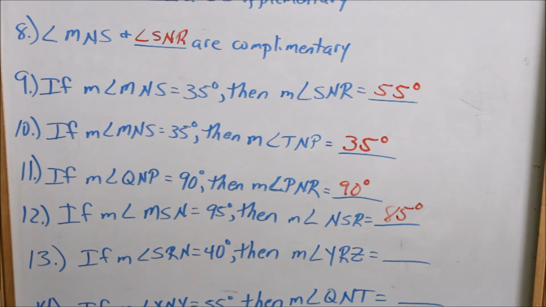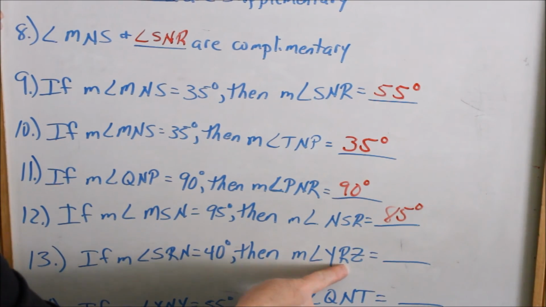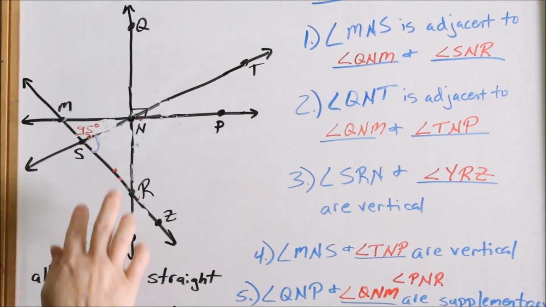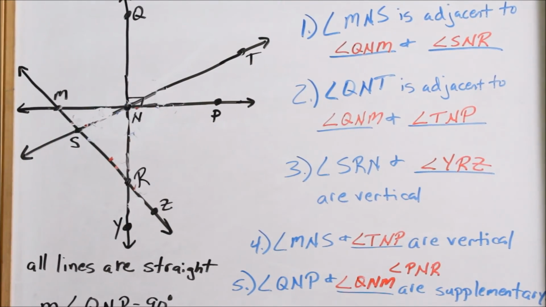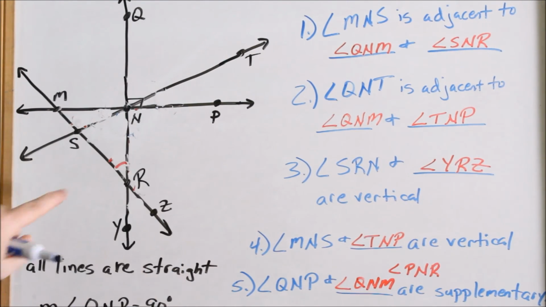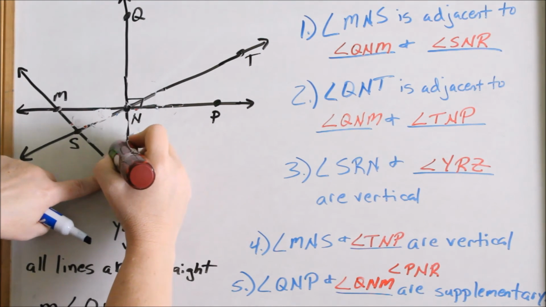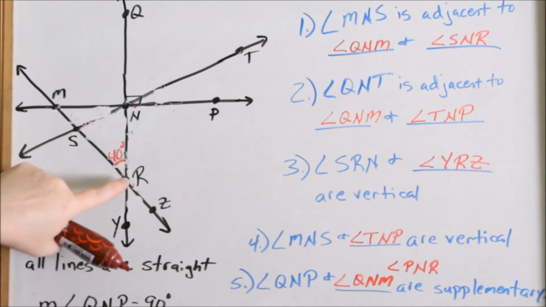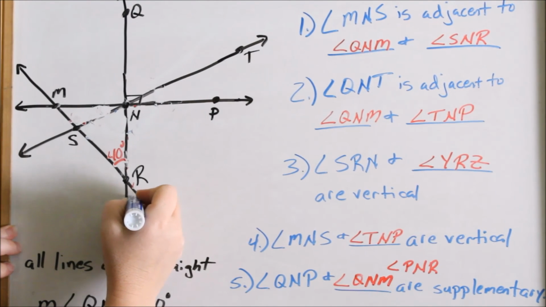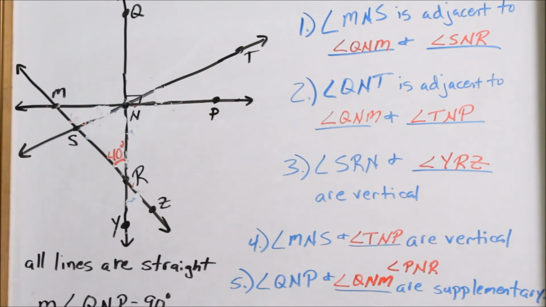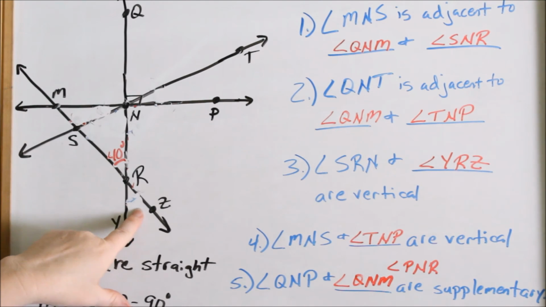Okay, so now we're looking at number 13. If the measure of SRN is 40 degrees, then what is the measure of YRZ? Okay, so if SRN, that's this angle right there, is 40 degrees, then what is the measure of YRZ? YRZ. Okay, that's my blue marker running out. That's this angle right there. What kind of angles are those angles? They are vertical angles. Vertical angles are congruent. So if this is 40, then this one is also 40.